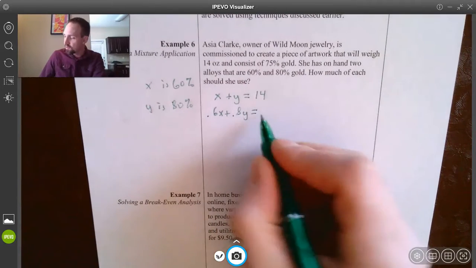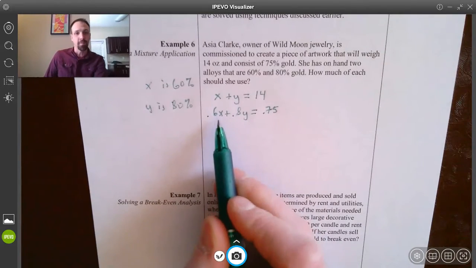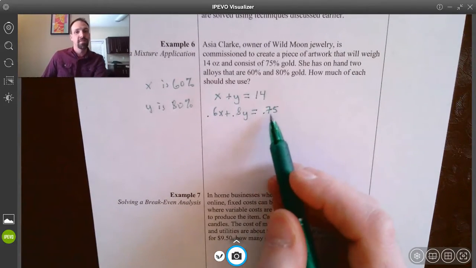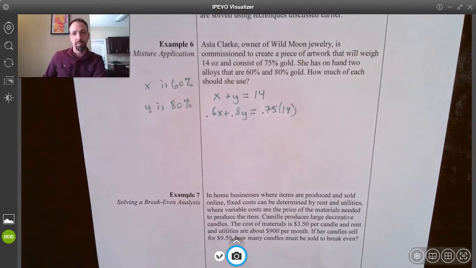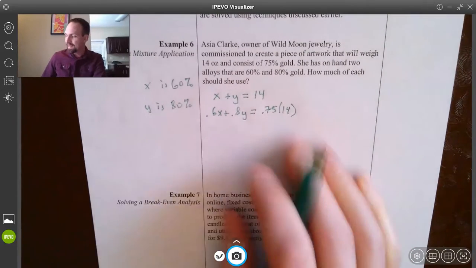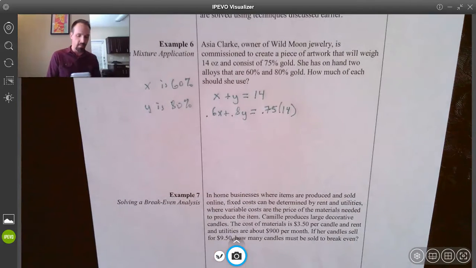Now, a lot of students just want to stop here at the 0.75. The problem is that, remember, X is the weight, Y is the weight. So this also has to include the weight. So I also have to include that 14 here. So combining these together now, 0.75 times 14 is some number. I should know that. 75 times 14, 10.5. There we go.